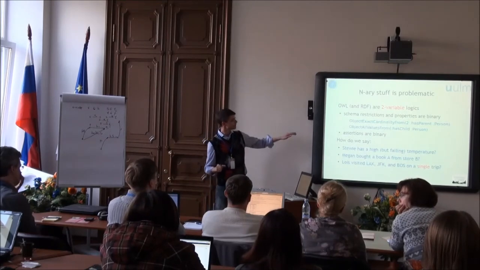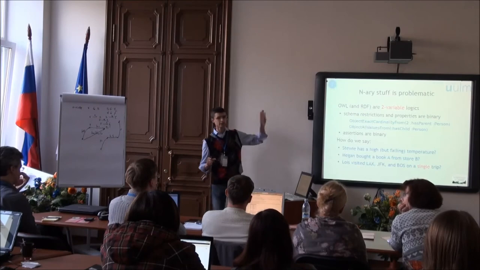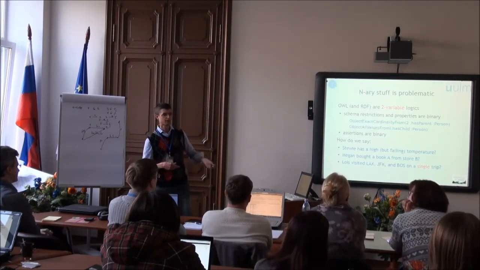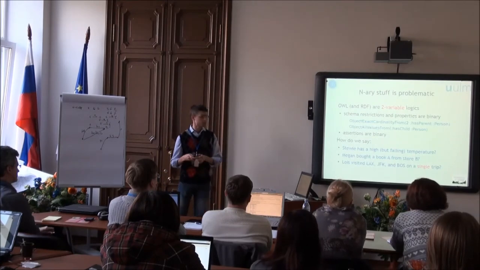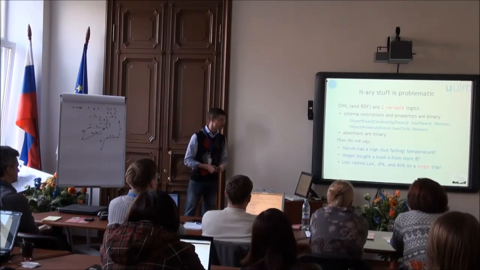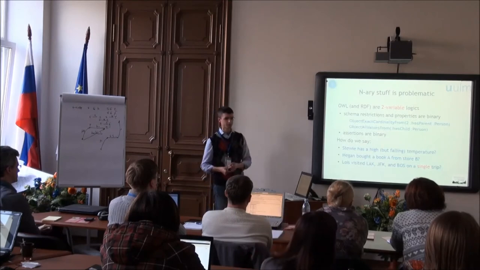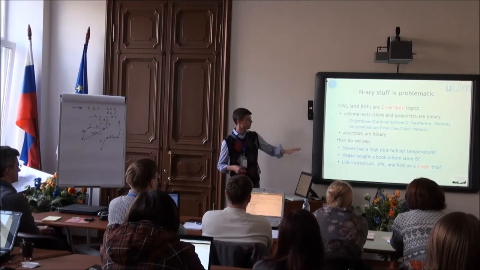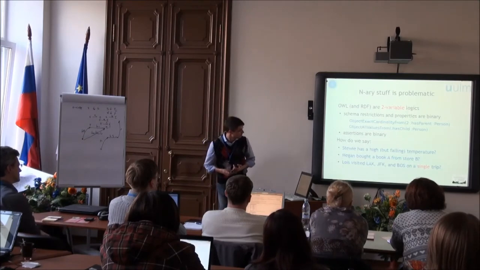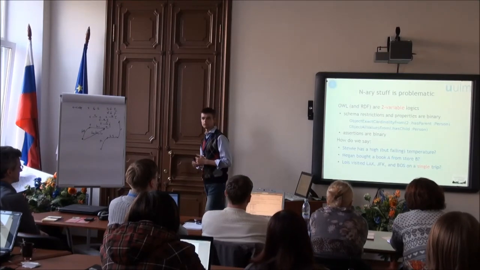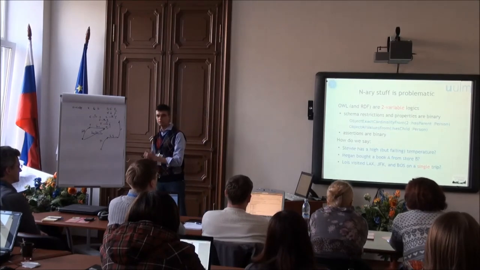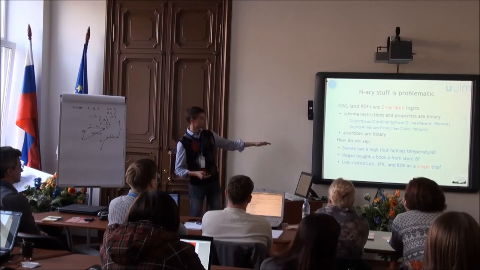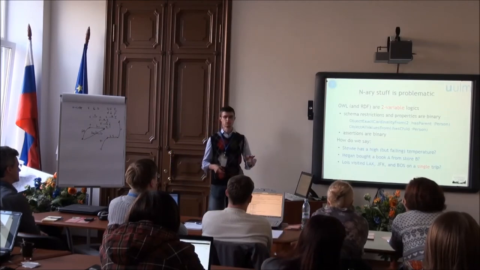Right? So for example, how do we say that Stewie has a high but falling temperature? There are several objects now involved in this relation. We have not just Stewie and temperature, we have Stewie and a high, falling temperature. Or we want to say that Megan bought book A from store B. We have individuals, we have two stores, we have a book. Or when I say that Lois visited several airports in a single trip.